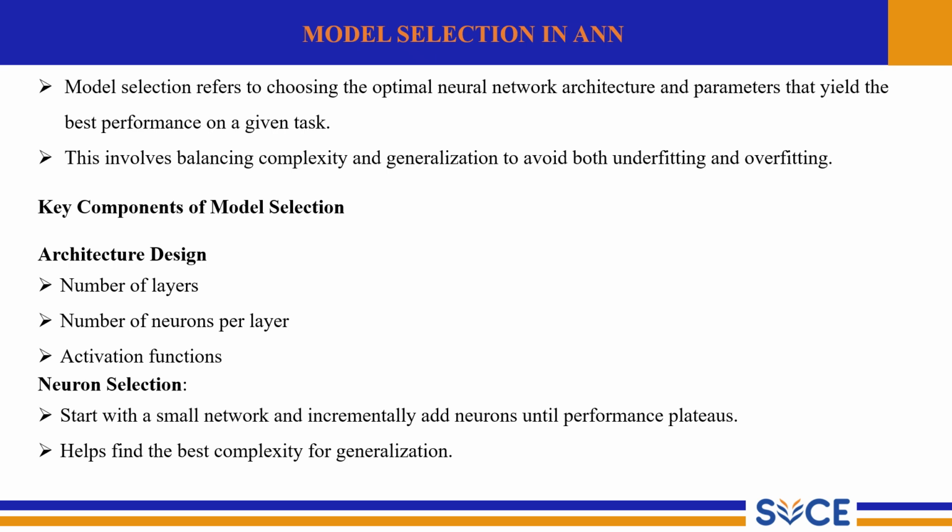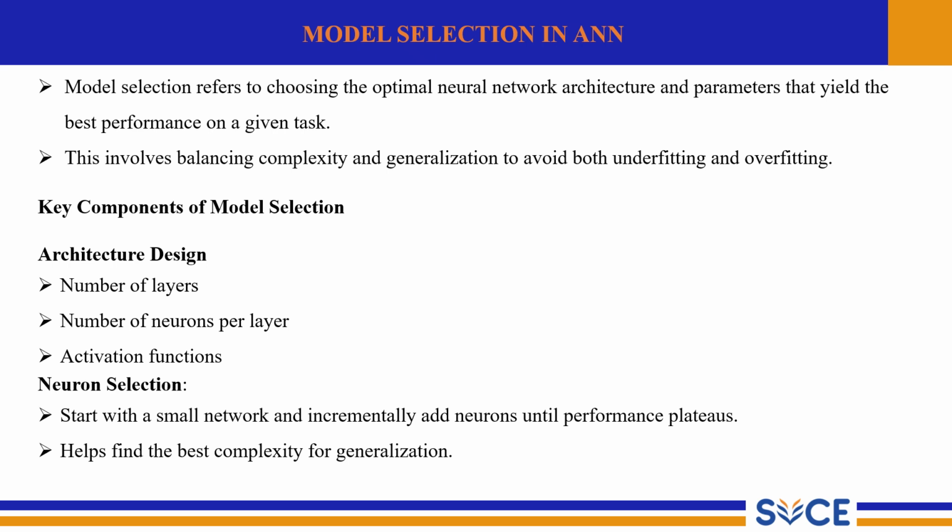First, architecture design. This includes deciding the number of layers, the number of neurons in each layer, and the types of activation function to use. These choices directly impact the model's capacity to learn and generalize.